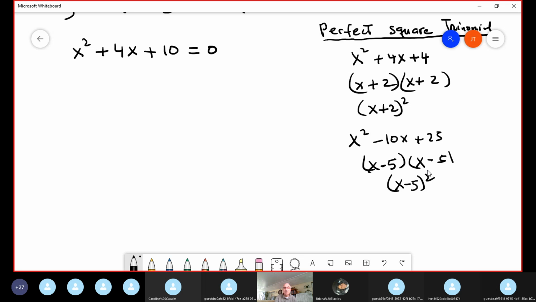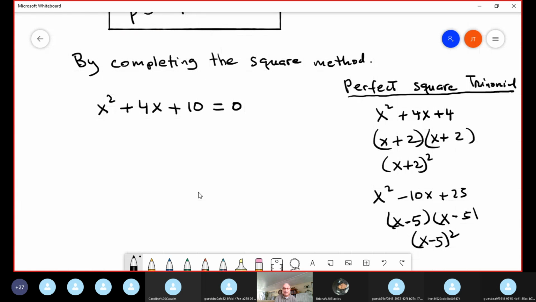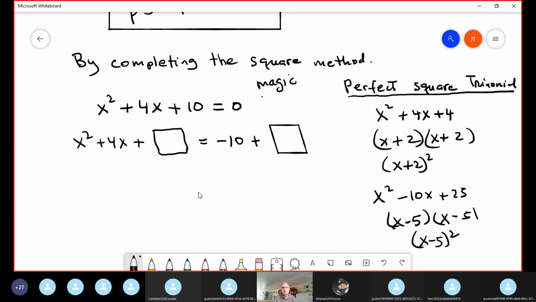But in our problem, obviously, this is not a perfect square trinomial, but you need to force it to be a perfect square trinomial. How? Okay, look. You copy x squared plus 4x, and you move 10 to the right-hand side, like a minus 10. And you create a box here, and inside the box you put a magic number that converts this trinomial into a perfect square trinomial.